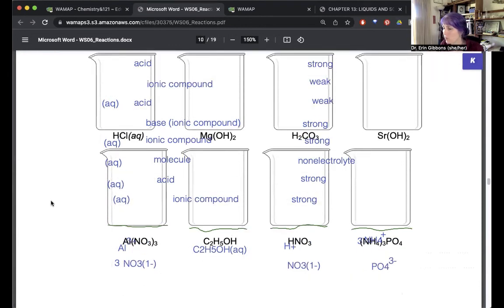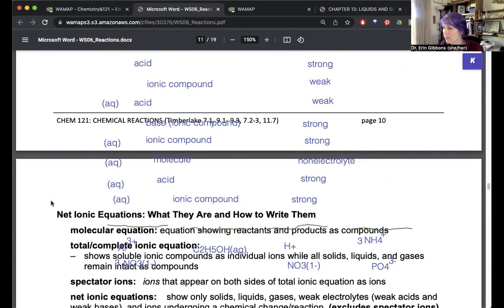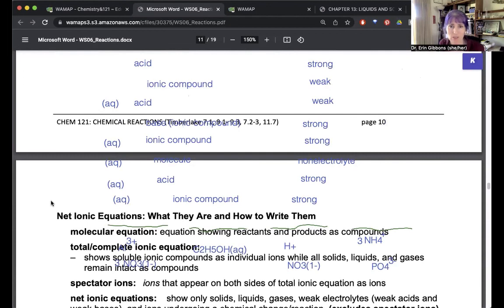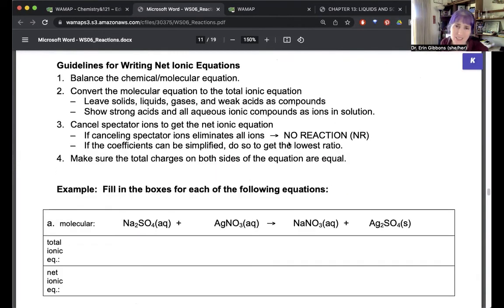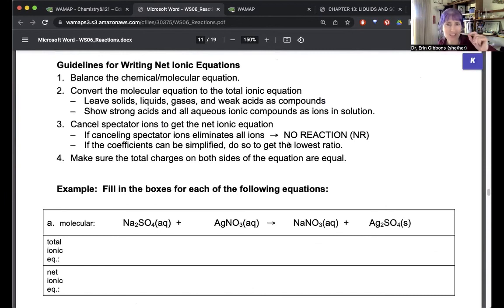Okay, then we're going to move forward with our net ionic equations. Now this section on electrolytes I insert right in between our double replacement reactions and our net ionic equations introduction. It's going to help write those net ionic equations because we need to show whether they break into ions or not, or whether they stay together as a molecule. So that's how it fits in.